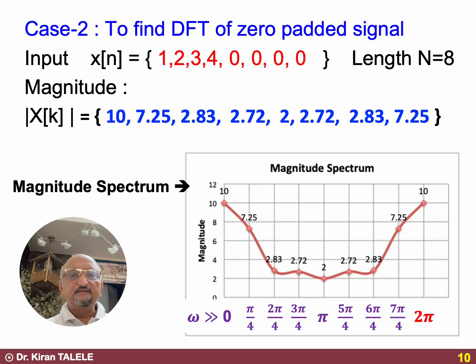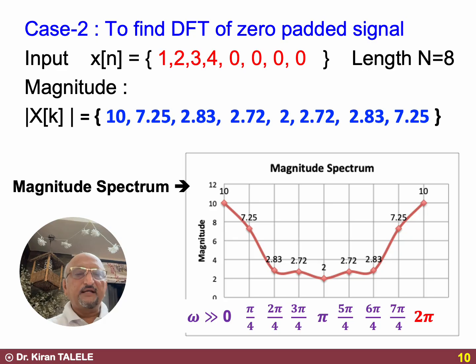So we have to find X of k by taking N equal to 8. We'll get 8 values of X of k, and then we'll find the magnitude spectrum. We'll get this magnitude value. These values are defined for omega k equal to 2 pi k by N. Here N is 8, so the frequency difference between these two values will be pi by 4.